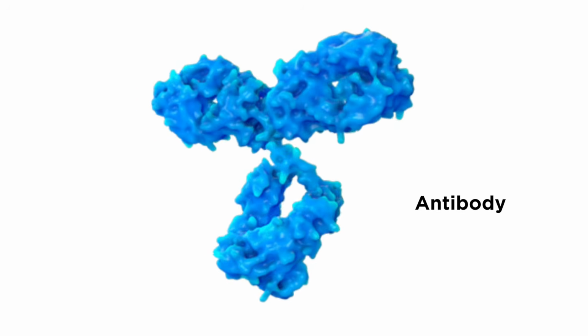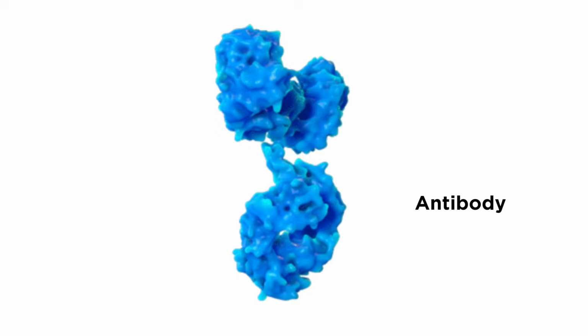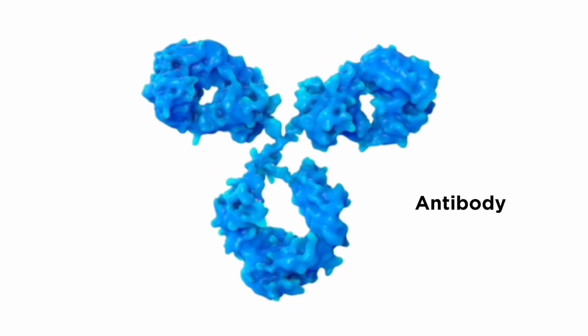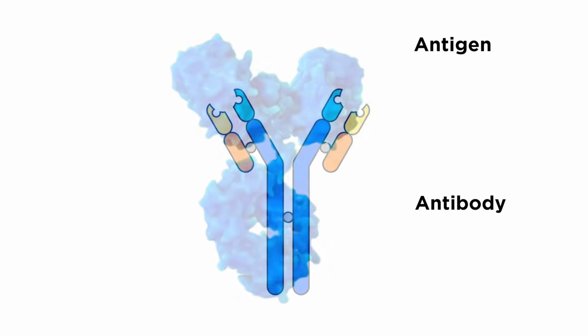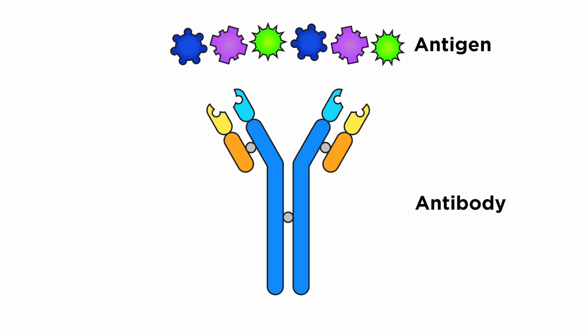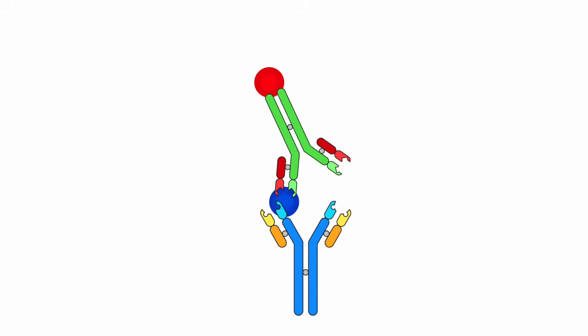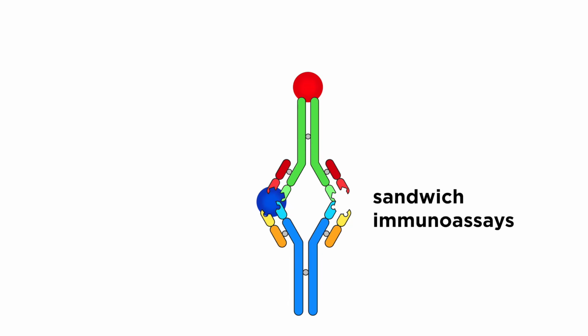An antibody is a protein produced by the body in response to the presence of foreign substances such as bacteria, viruses, or allergens. An antigen is the specific protein that is recognized by the specific antibody. This could be a protein on the surface of the bacteria or virus, or an allergen protein, to name a few examples. The most common type of lateral flow assays are sandwich immunoassays.